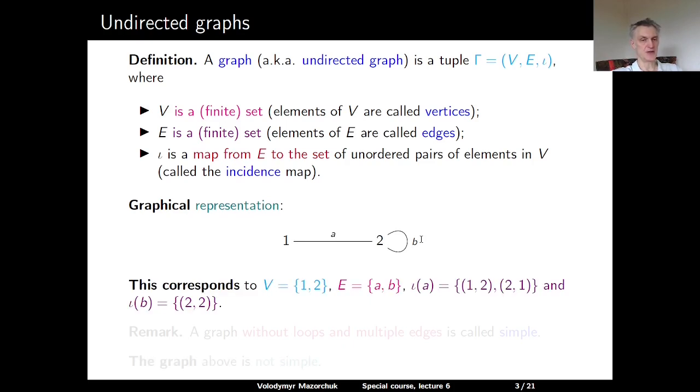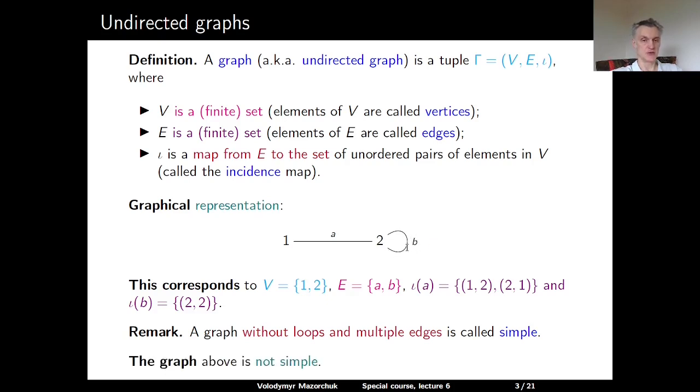As a set of vertices we have the set with two elements 1 and 2. As the set of edges we have the set with two elements A and B. The incidence map I is defined as follows. The value of I at the edge A is equal to the unordered pair of 1 and 2, and the value of I at the edge B is equal to the unordered pair consisting of 2 and 2. And a graph without loops and multiple edges is called simple, and in our example we have a graph with a loop, so this is not a simple graph.